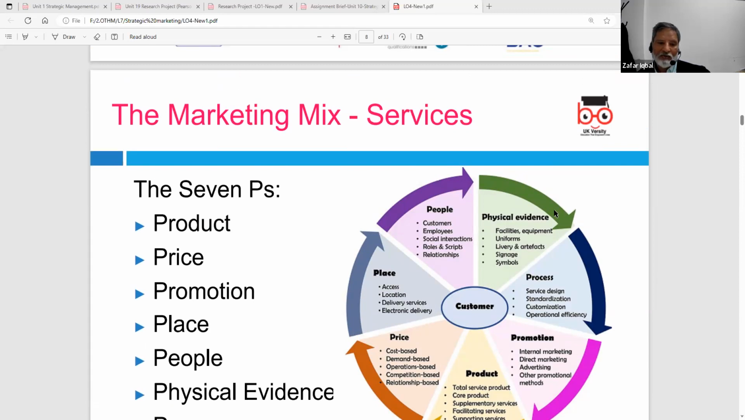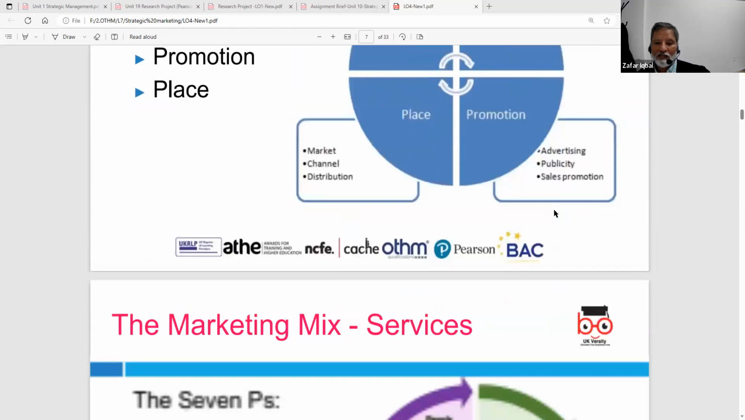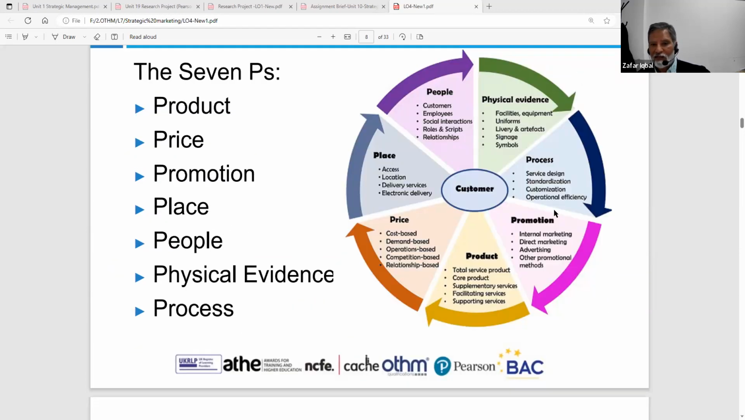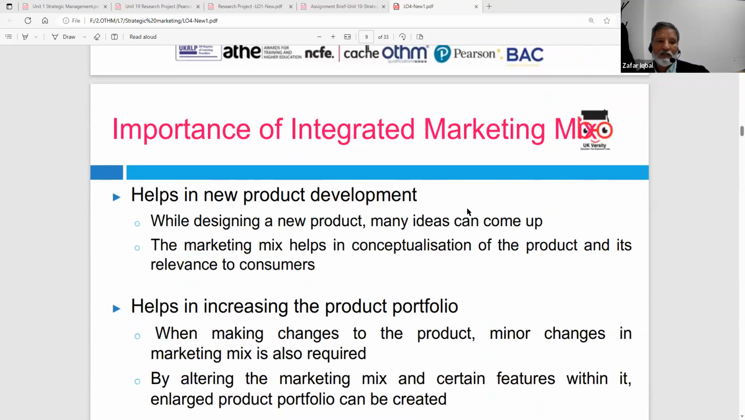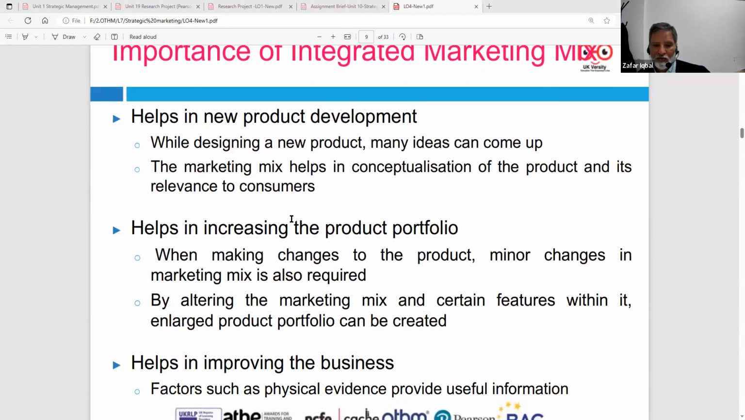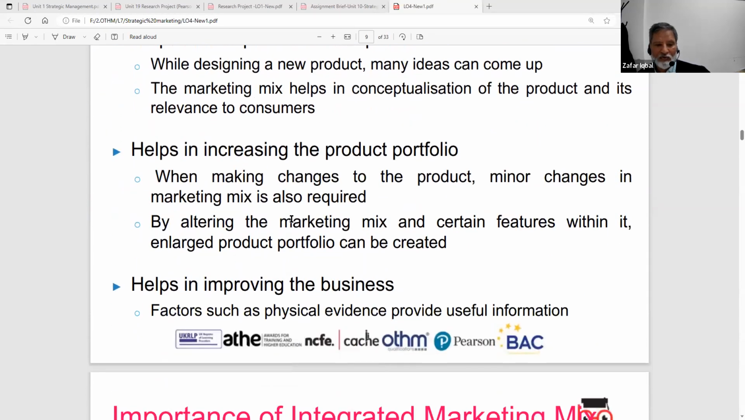Okay, so you can consider 4 Ps for products. And 3 Ps in addition to that, for example, 7 Ps can be extended to the services and products as well. Okay, what is the importance of marketing mix? Why is it important? Integrated marketing is important in the sense that it helps in new product development. It helps in increasing the product portfolio, and it helps in improving the business.